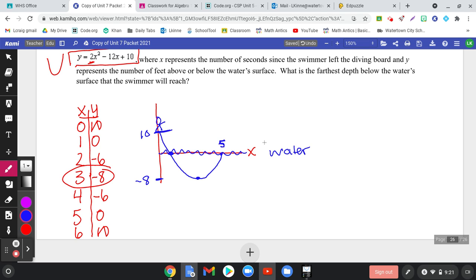All right. So it says, what's the farthest depth below the water's surface? That's going to be negative 8 feet. Or you can just say 8 feet below the surface. Okay? All right, so that's it for this unit.